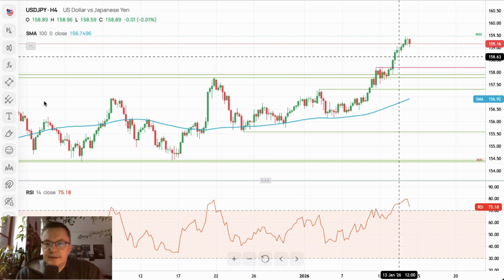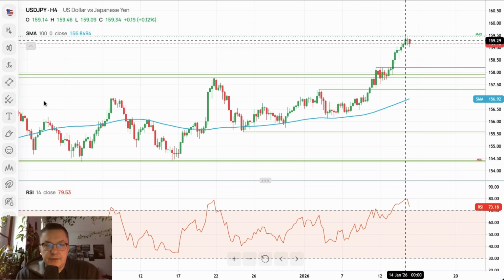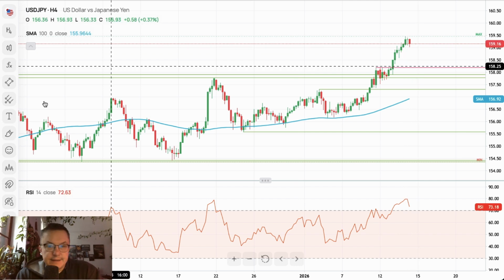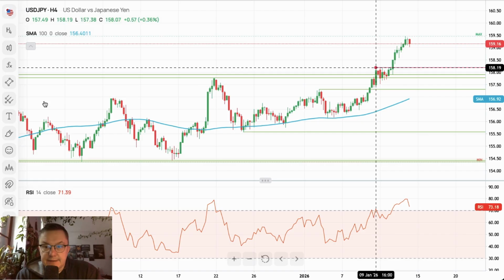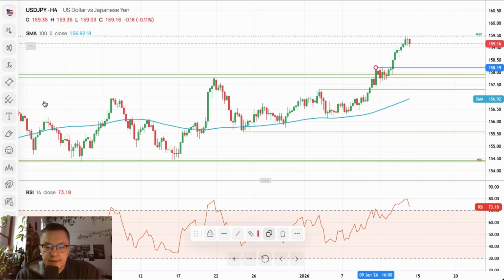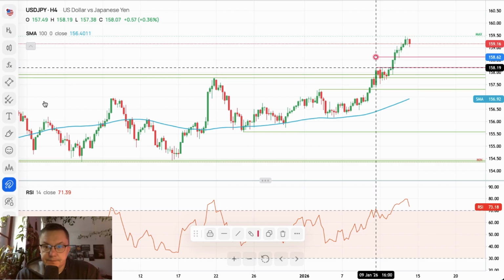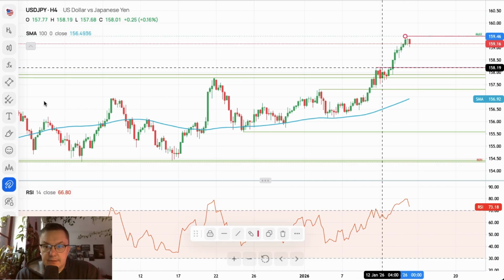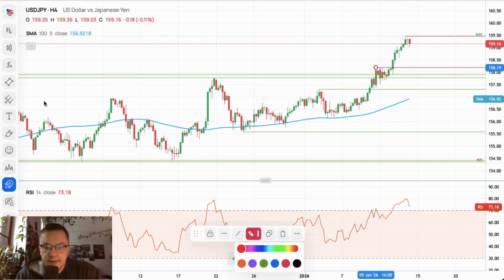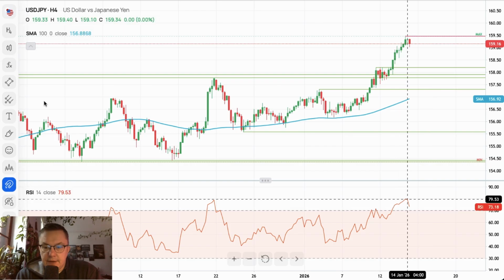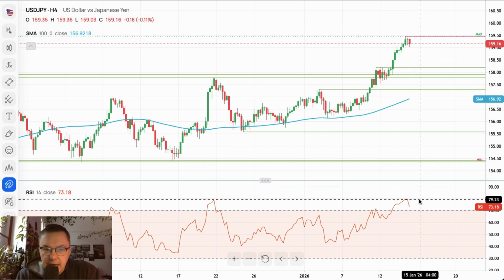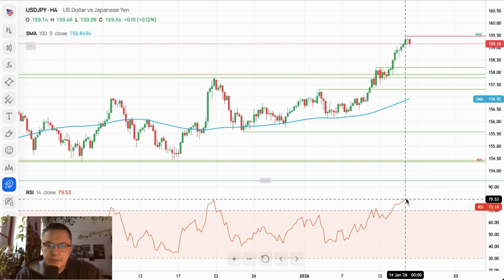US dollar versus the Japanese yen hits the level of 159.46 as the movement to the upside expands. So the first thing is we are going to mark this swing high yet again, and please remember that this movement to the upside was made well above the level of 70 on the RSI. 79 is actually an extremely overbought level.